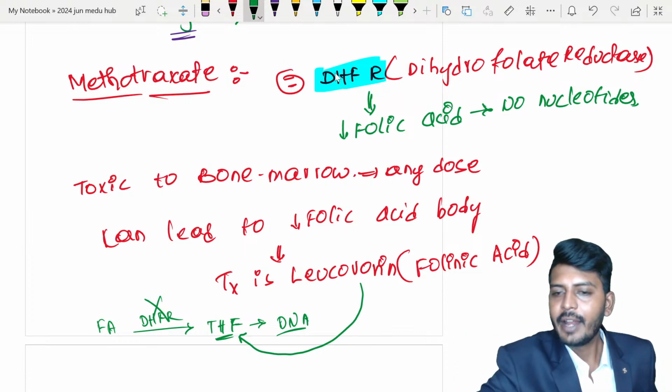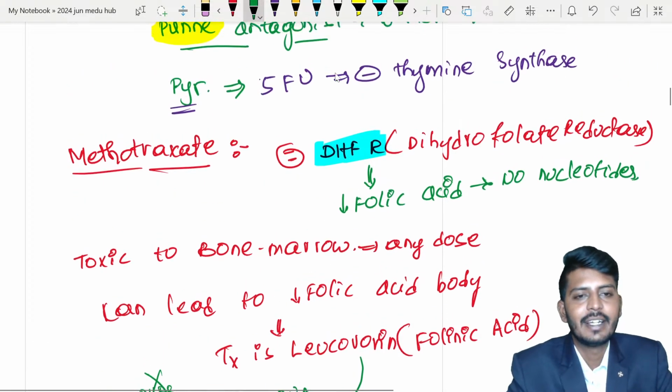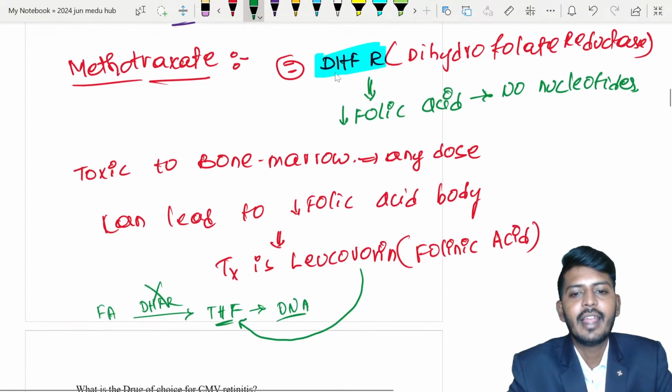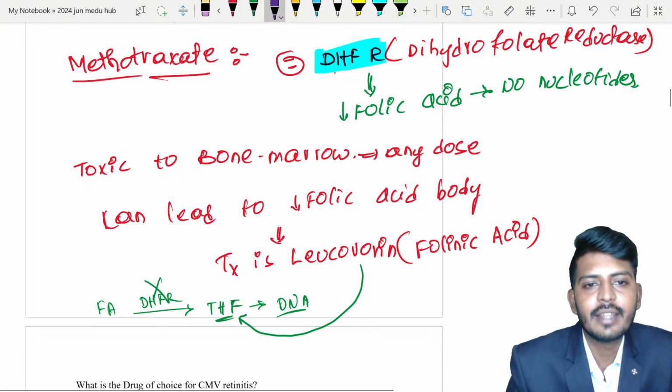All right, so we're done with methotrexate. Methotrexate ka side effect be done. Okay, then one more most important thing is there.